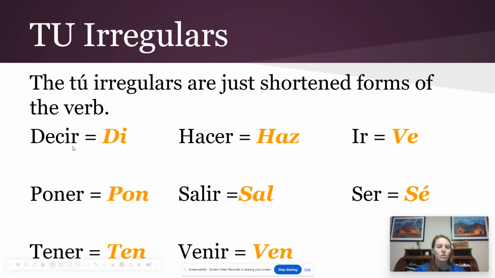So to tell a friend, ooh, tell me that secret, because decir means to say or to tell. Tell me that secret. Dime. Tell me. Dime. Tell a friend, hey, do this with me. Haz. Put that over there. Pon. Leave with me. Sal conmigo. Have patience with me. Ten paciencia conmigo. Come here. Ven.